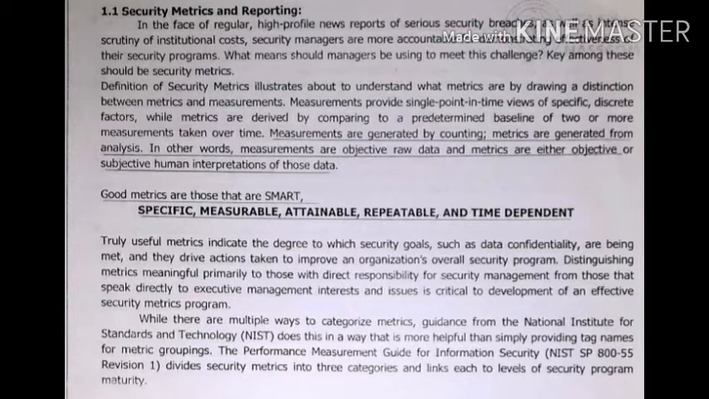While there are multiple ways to categorize metrics, the guidelines from the National Institute of Standards and Technology are helpful for simply providing tag names for metric groups. The Performance Measurement Guide for Information Security divides security metrics into three categories and links each to a level of security program maturity.